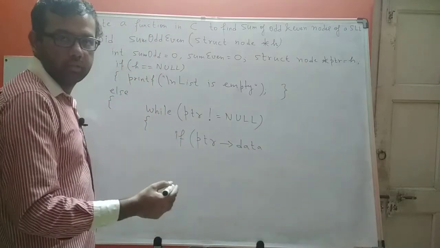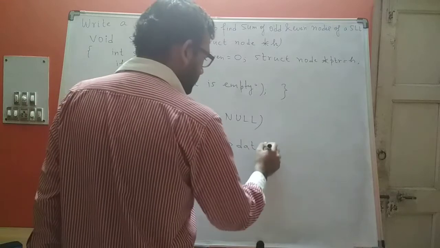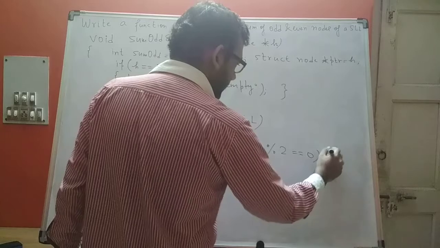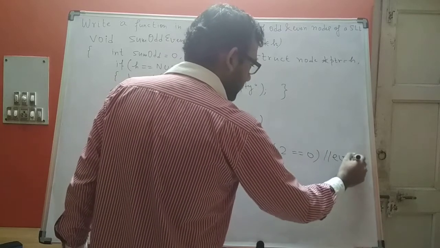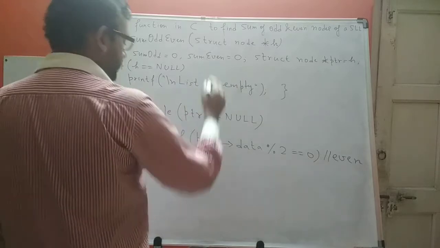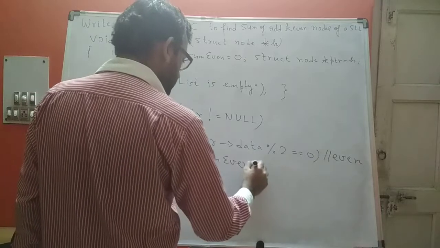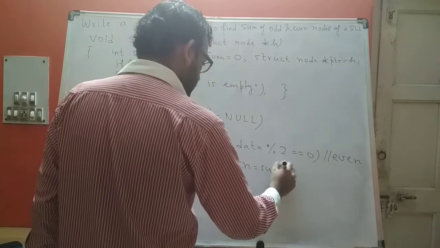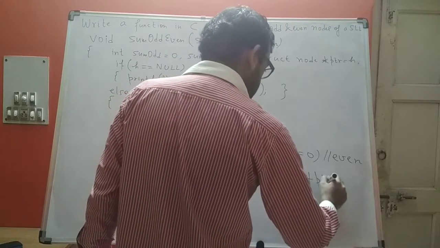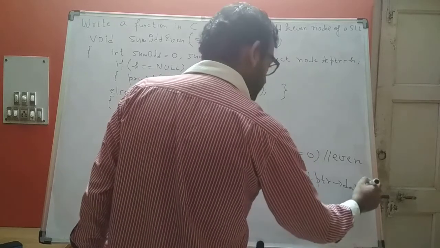So if the data part of the node to which ptr is pointing is even, how do I check that? Mod 2 is equal to 0. If the data part of the node is even, then I'll simply add it to sum even. So I have a variable called sum even. Using this, I'll simply add up the current data part of the current node, right?